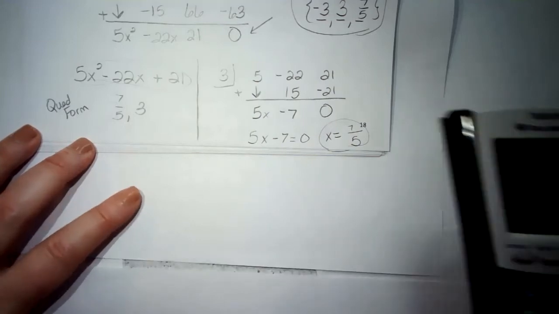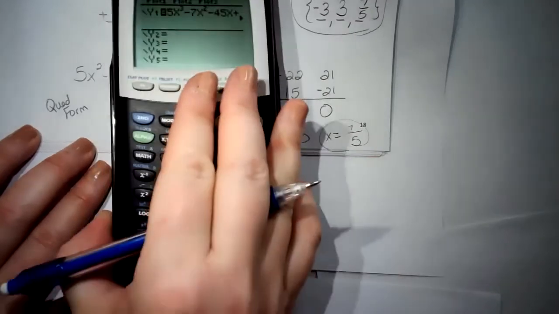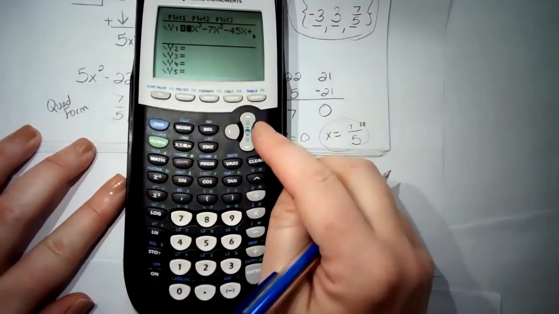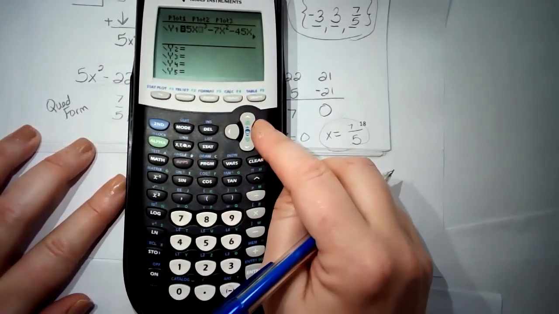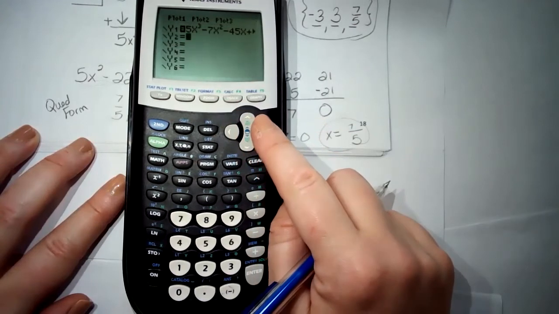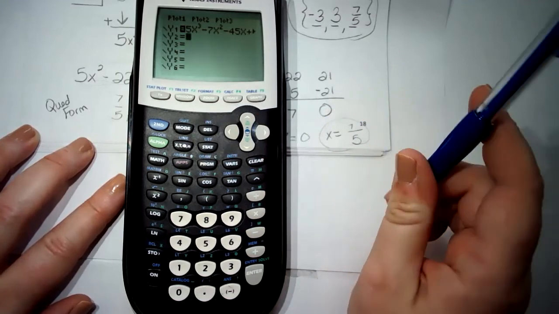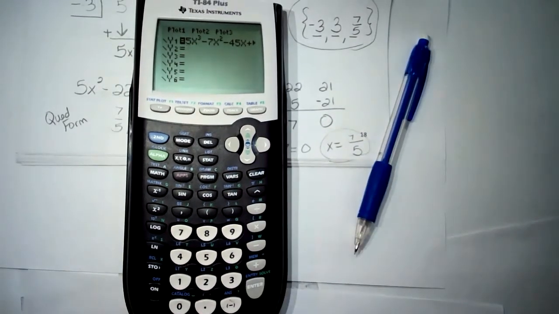You didn't get that on yours? Did you make sure you plugged it in like I have here? Do you have 5x to the third minus, whoops, hold on, I did something weird. Minus 7x squared. Okay, minus 45x. And then plus 63. Okay, let me come look at it. I want to make sure you get it because this is definitely way easier to do than me.